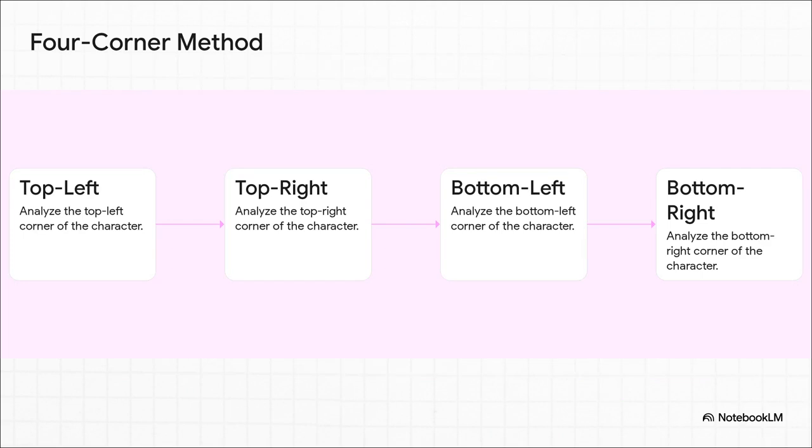So how does it work? Well, it's actually beautiful in its logic. The system assigns a number from 0 to 9 to different types of brush strokes. And then you just look at the character's four corners. You start at the top left, you go to the top right, then the bottom left, and finally the bottom right. You identify the stroke in each corner, assign it the right number, and you've got your code.